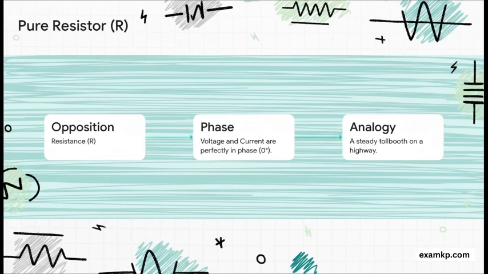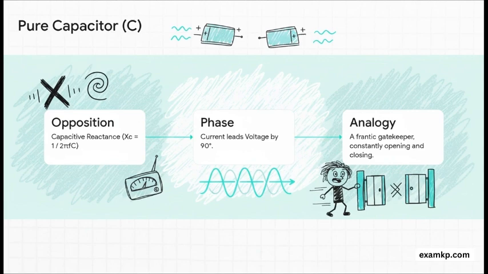Next up, we have the capacitor. Now, it also opposes current, but its opposition has a special name, capacitive reactance. And here's the crucial bit. A capacitor messes with the timing. It actually lets the current wave get out ahead of the voltage wave. So the current hits its peak a quarter of a cycle, that's 90 degrees, before the voltage does. So for a capacitor, you have to remember the current leads the voltage.